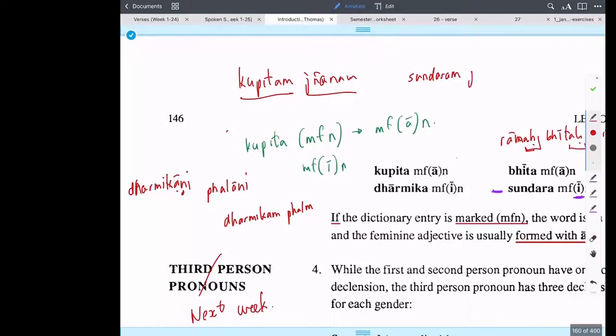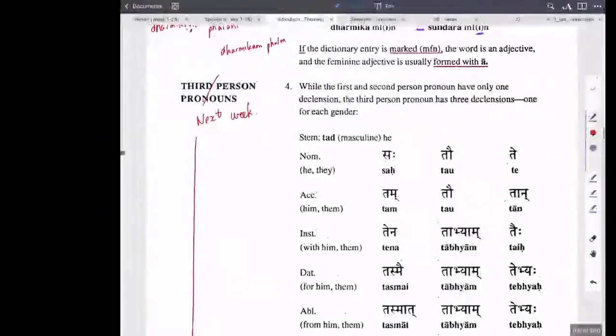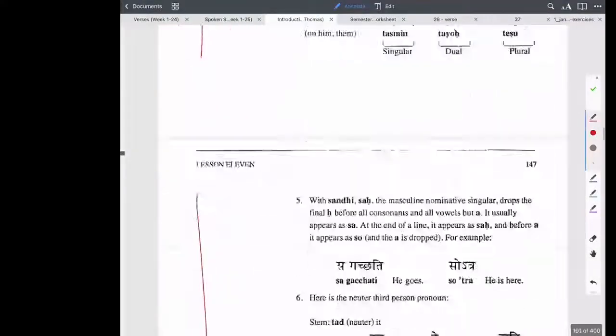Beautiful army? Sundari Sena. Beautiful Rama? Sundaraha Ramaha. Next week, we will do the third person pronouns. Don't worry about that now.